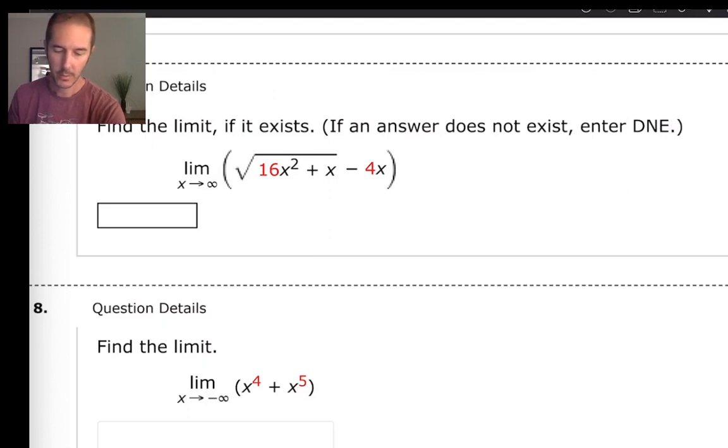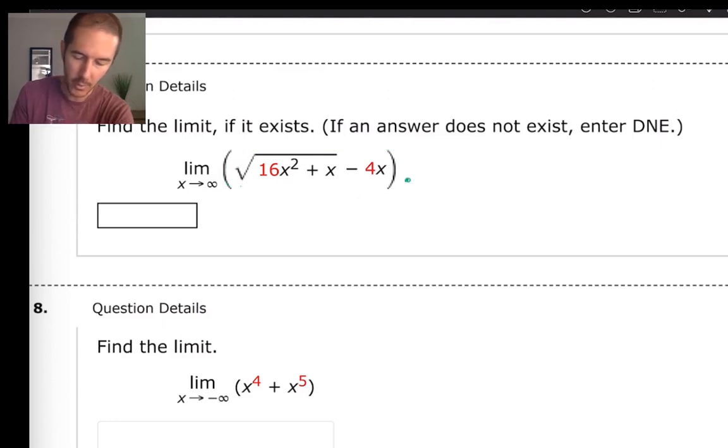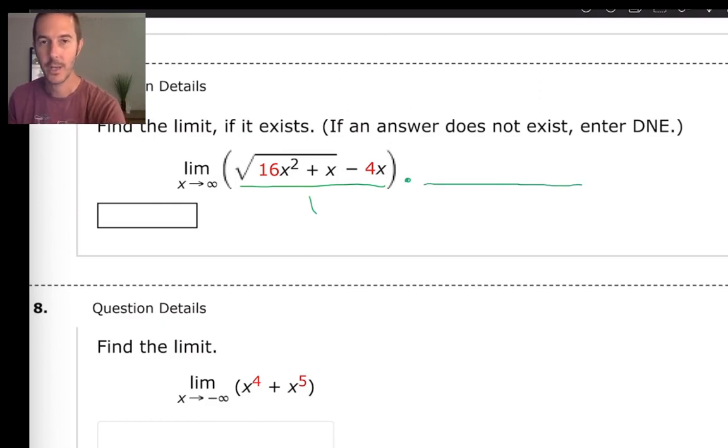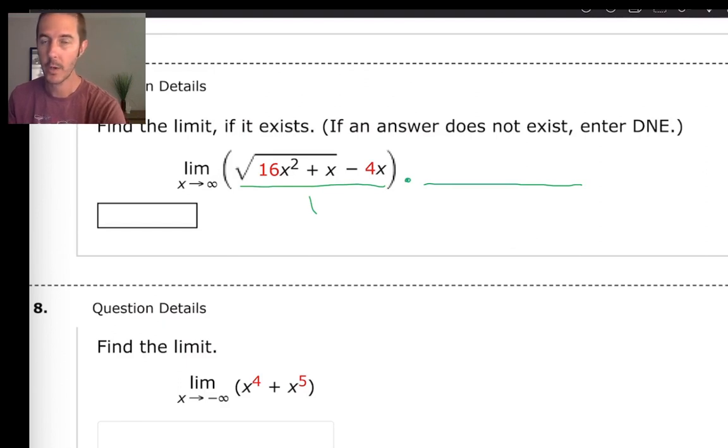I'm going to leave you to do the arithmetic, but I'll tell you what to do. You're going to take this expression, this whole thing, and you're going to multiply it by, and you can think of it as being over 1 if that helps you, the conjugate divided by itself. You're going to multiply by a fraction right here that's equal to 1. So we're multiplying by 1, which won't change the value of it, but it's going to change what it looks like.